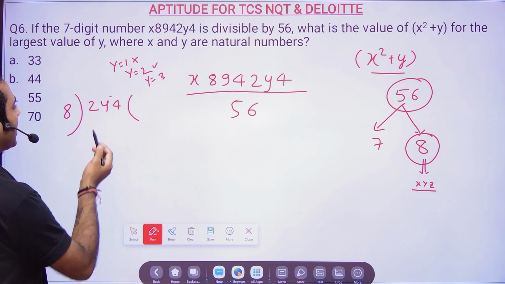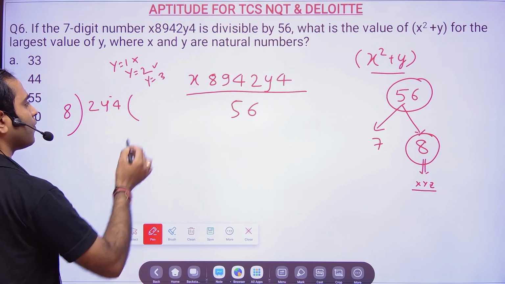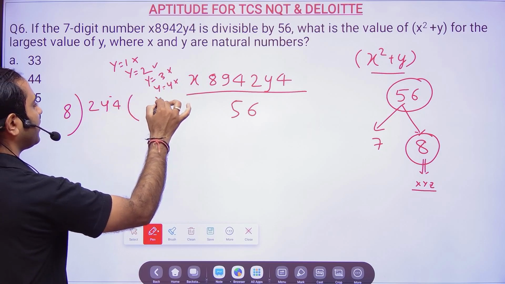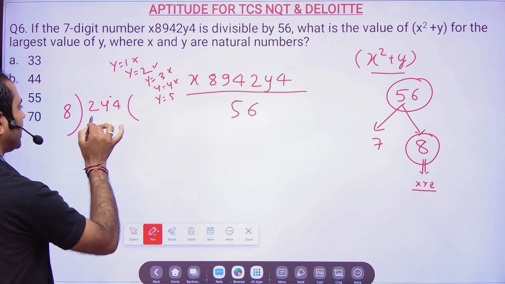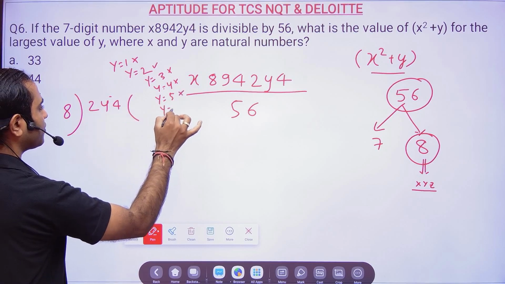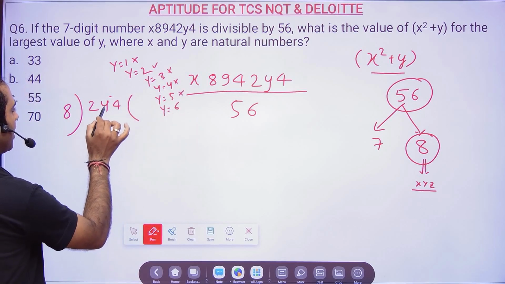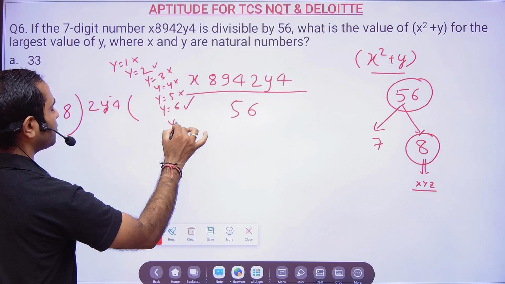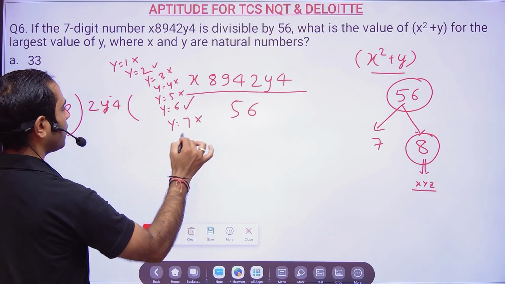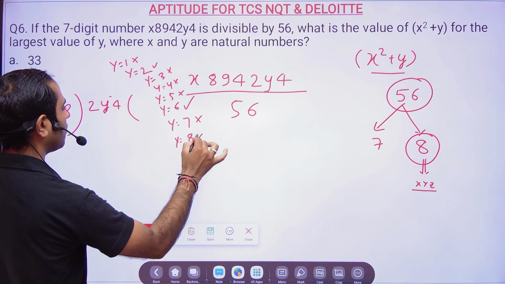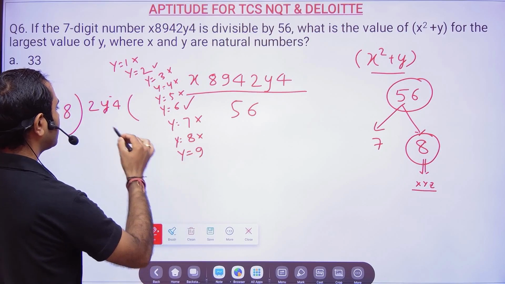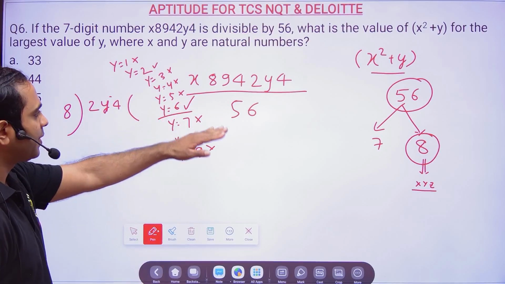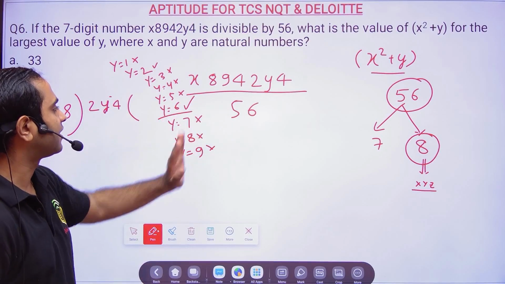If you take 3, then 34, no. If you take y equals 4, no. If you take y equals 5, then no. If you take y equals 6, then what will happen? 6 means 264, yes. Then y equals 7 means 274, no. y equals 8, no. y equals 9, so 294, no. So the largest value of y which will be divisible by 8 is nothing but 6.